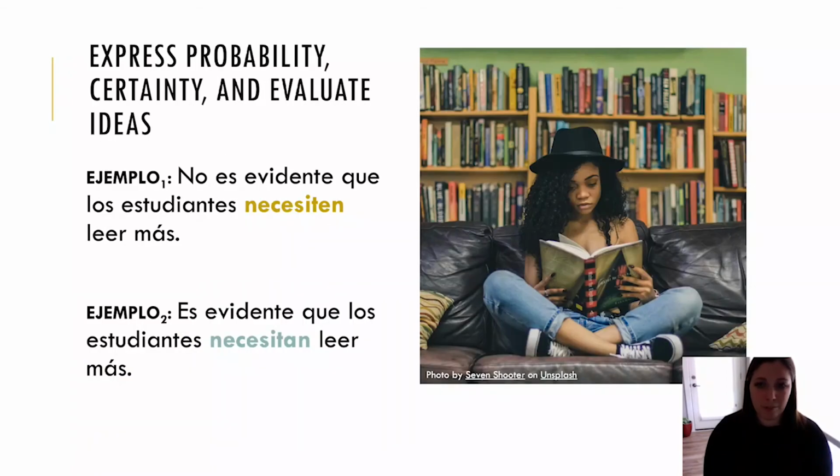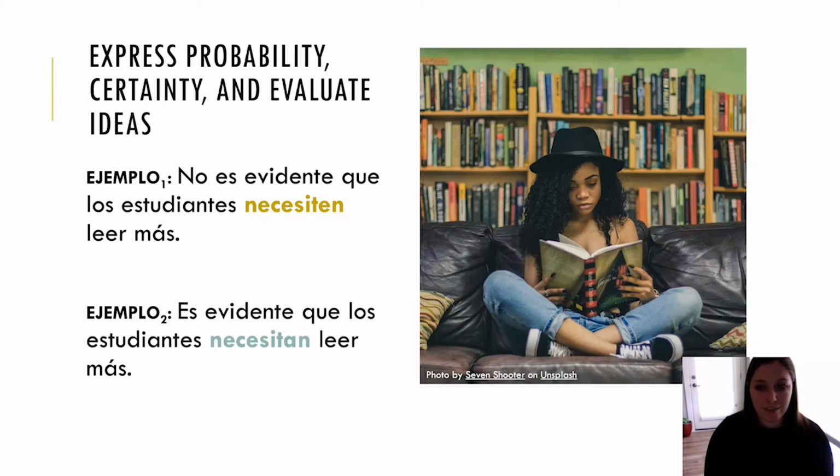Here are some other example sentences to talk about that idea of certainty. So in the first example, we have no es evidente que los estudiantes necesiten leer más. So it's negative. We're saying it's not evident that the students need to read more. It would become subjunctive. In the second example, es evidente que los estudiantes necesitan leer más.